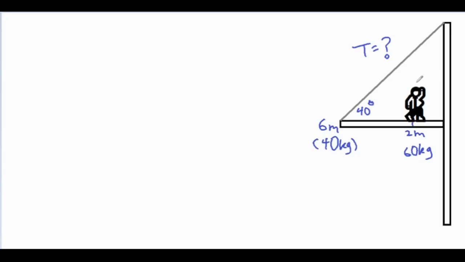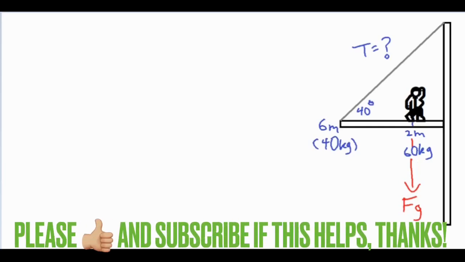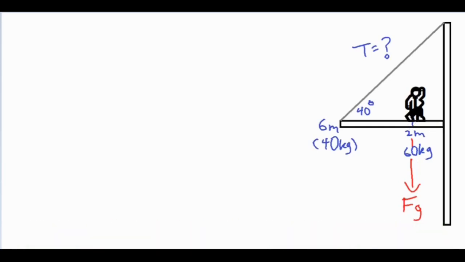So we have this person who is 60 kilograms, and because they have a force of gravity pulling them down, that is going to have a particular force along with this lever arm of 2 meters that is going to be exerted on the beam. Now, as we're taking a look at all the torque exerted on this beam, we're going to consider this to be the pivot point right over here, so that our lever arm for the person is going to be 2 meters.